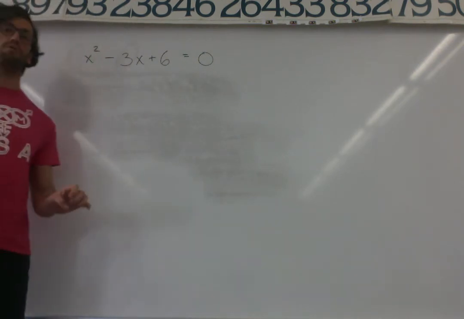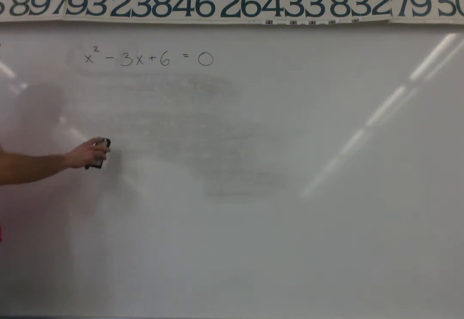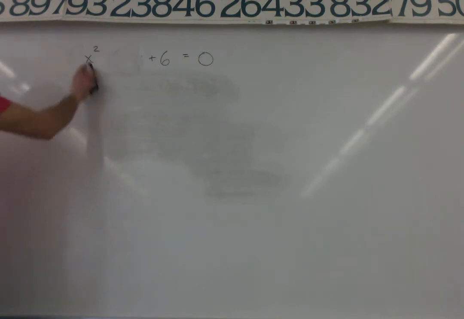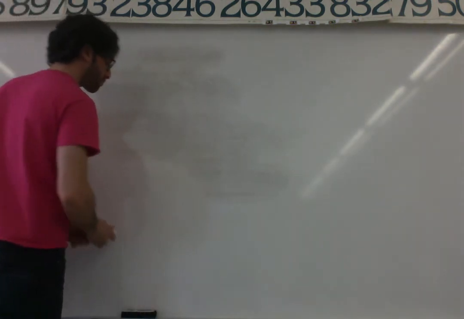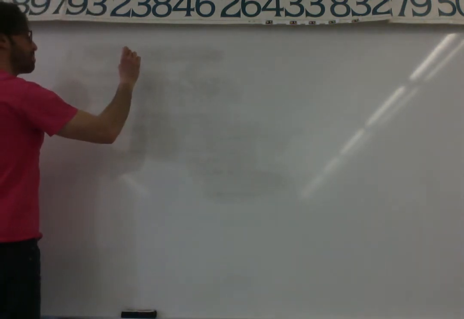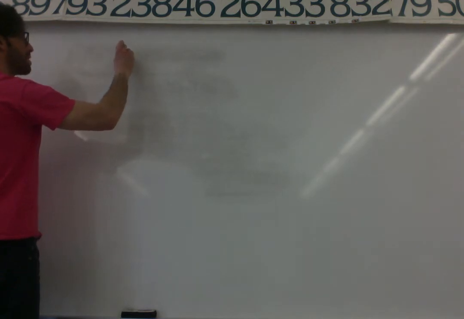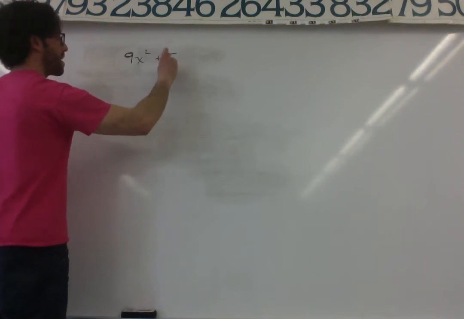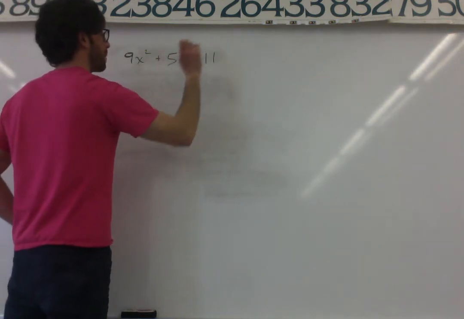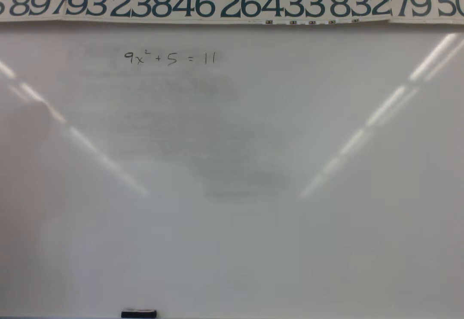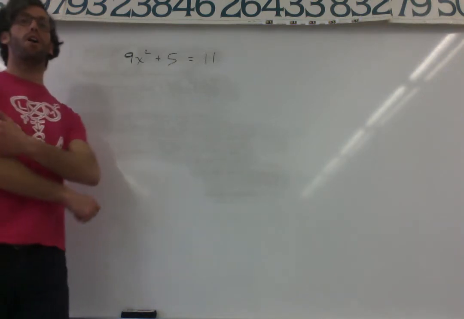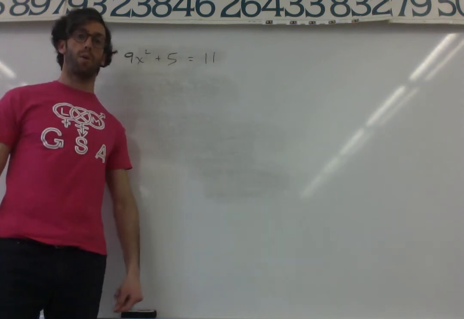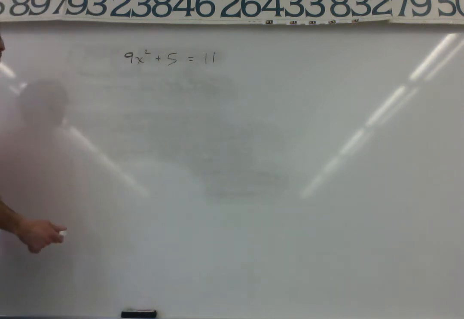I would recommend using square rooting whenever the b value is 0. x squared plus 6 equals 0, I would use square rooting. But let's do one that's a little more challenging than that. Let's say 9x squared plus 5 equals 11. Okay? There's an equation where I know it's not equal to 0, but we know the b value is going to be 0 because there's no linear term in the equation. There's no x in the equation.